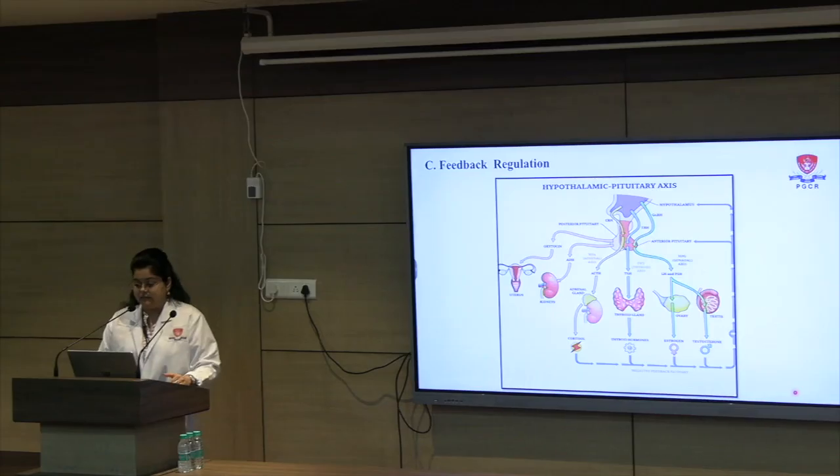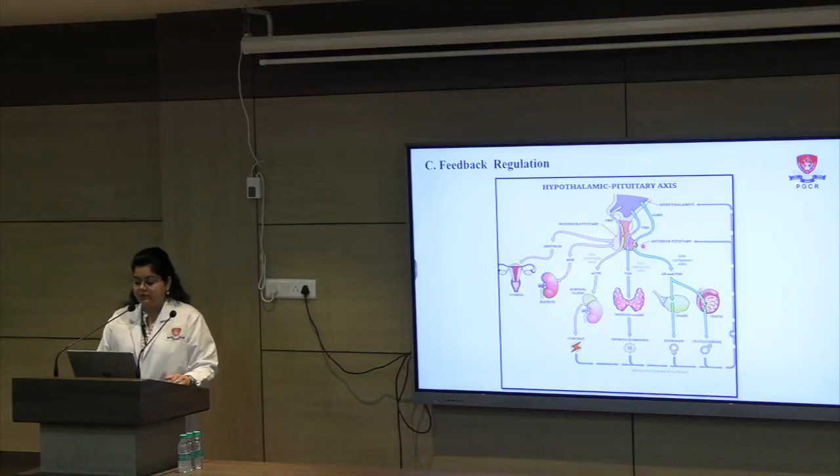Now the feedback mechanism. To understand the feedback regulation, we have to first go through the hypothalamic pituitary axis. In this diagram, there is a hypothalamus which serves as the master gland, which secretes all the... This is not the master gland, this is the master controller. The master gland is the anterior pituitary. So it acts as a master regulator where all the releasing hormones are secreted from, like the gonadotropin releasing hormone, the thyrotropin releasing hormone, and the corticotropin releasing hormone.